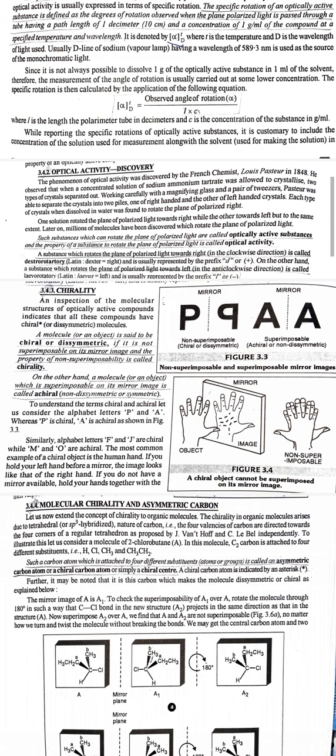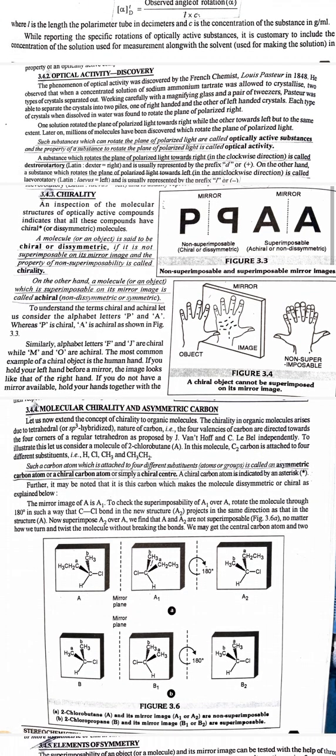Optical activity discovery. The phenomenon of optical activity was discovered by the French chemist Louis Pasteur in 1848. Such substances which can rotate the plane of polarized light are called optically active substances, and the property of a substance to rotate the plane of polarized light is called optical activity. A substance which rotates the plane of polarized light toward the right is called dextrorotatory, and one which rotates it toward the left is called levorotatory.